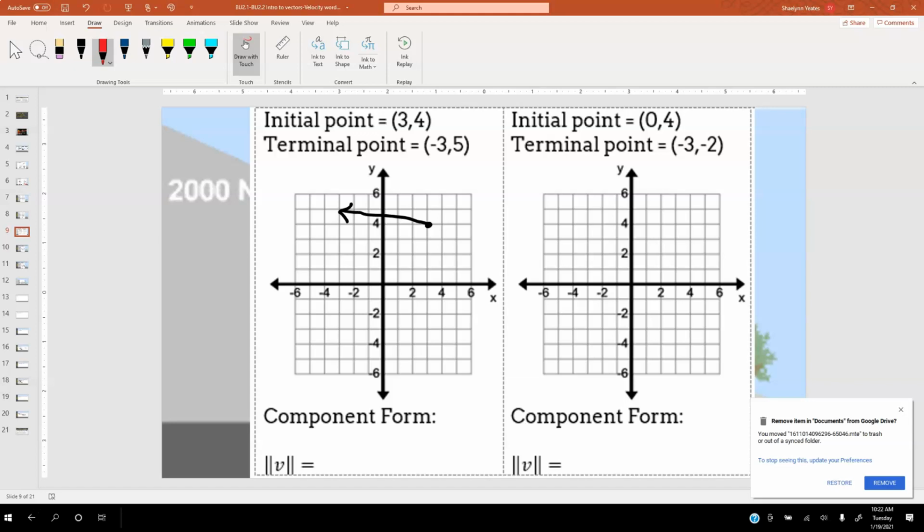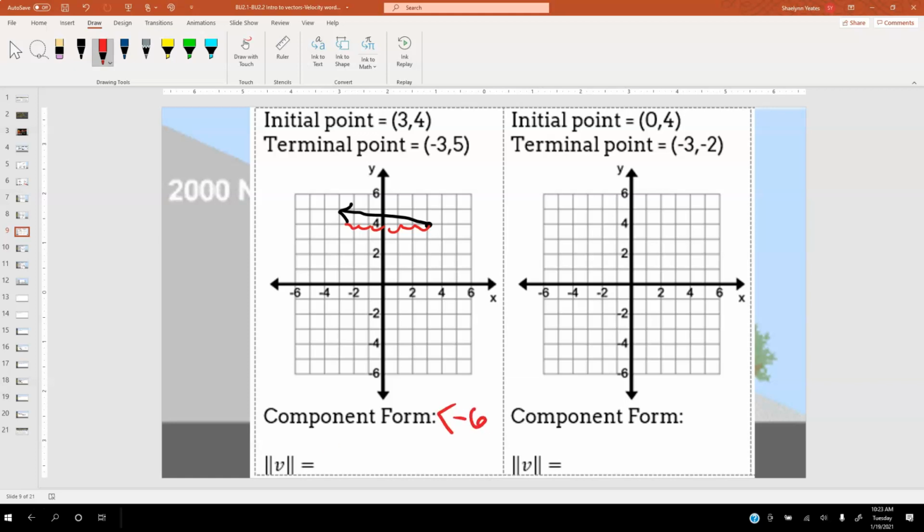So from left to right, this goes from the starting point to the ending point. It goes left 1, 2, 3, 4, 5, 6. So my component form so far is -6 because I went left 6. And then from there, I just went up 1. So there's my component form.